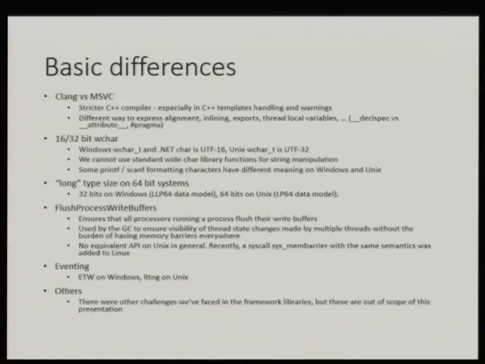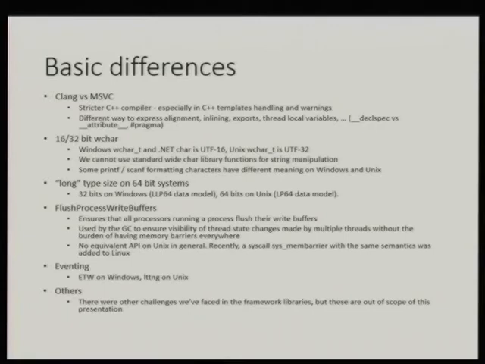There is also a difference in the long type in C or C++. On Windows, it's 32 bits even on 64-bit systems, which is called the LLP64 data model, while on Unix, it's 64 bits. Then on Windows, we use ETW eventing, which is an eventing system for high performance events where you want to log, for example, how the GC behaves, how often it does certain things. And on Linux, we have found a very nice replacement for that, which is the LTTng library, which we have incorporated into the system.